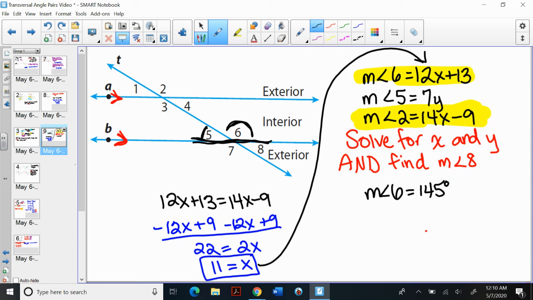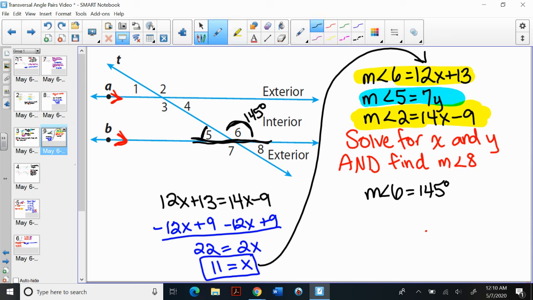So then I can use the information that angle 6, I'm going to label it in my diagram also, is 145 degrees with the information that angle 5 is 7y, and I should be able to set up an equation that I can use to solve for y. What would that equation look like?